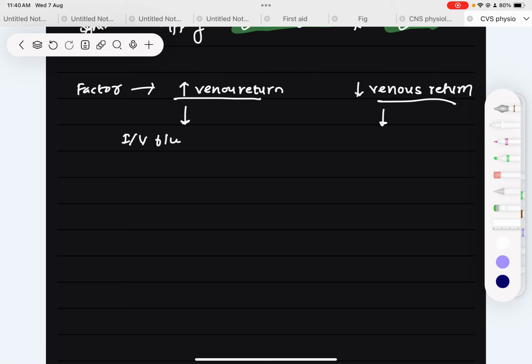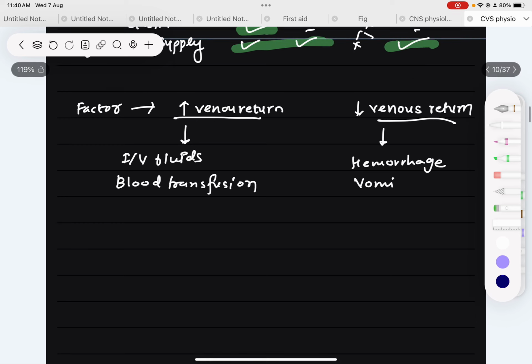IV fluids, blood transfusion increase it. Here hemorrhage, vomiting, diarrhea decrease it.